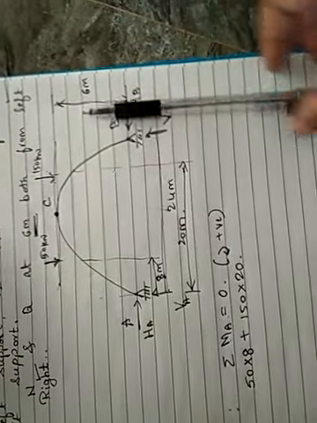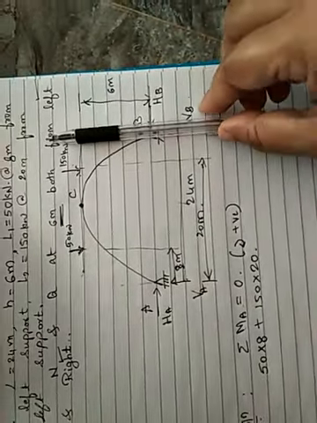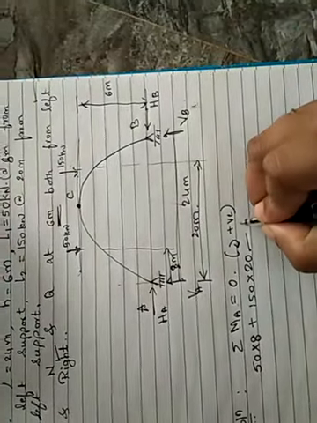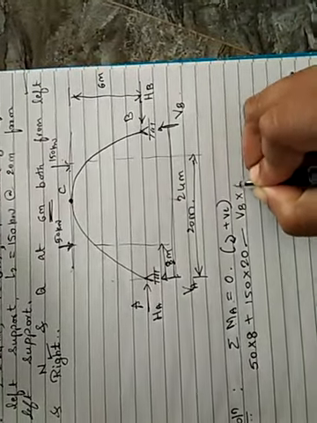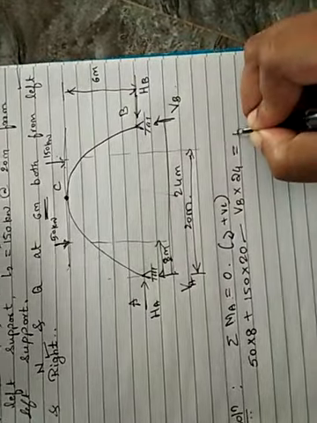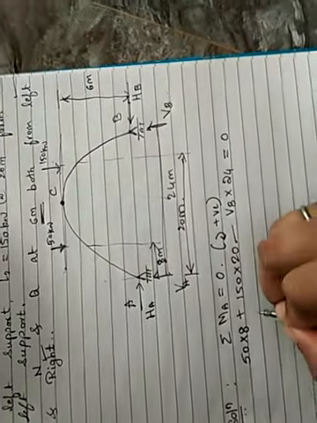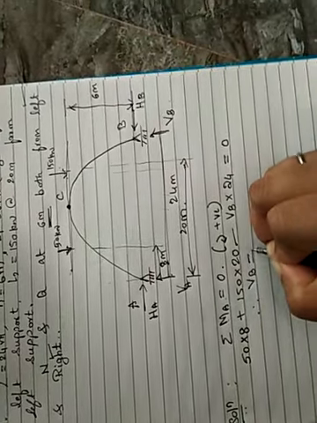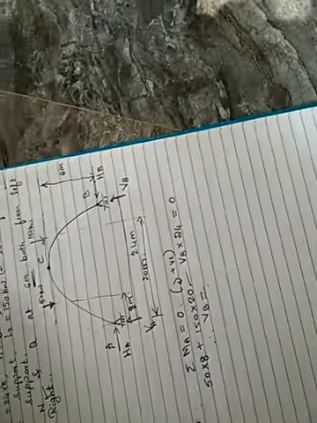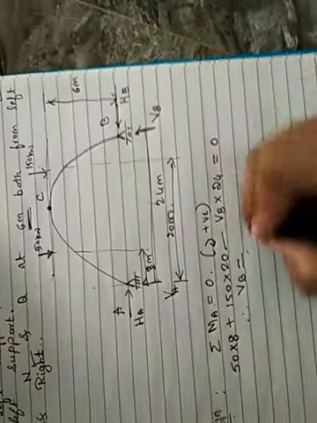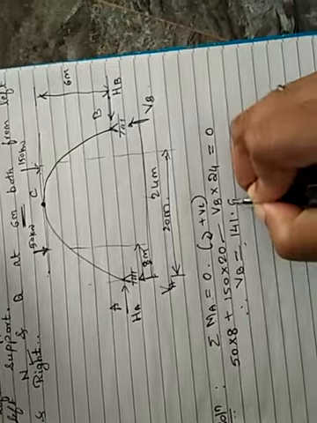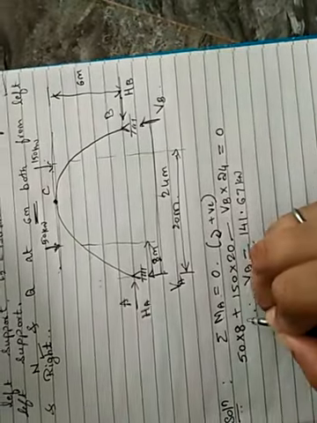One more is VB. VB is acting upward, which creates an anti-clockwise moment. So anti-clockwise is minus VB into the perpendicular distance, 24 meter, which is equal to 0. So from this we get the force VB. If you have a calculator with you, you can calculate. Presently, I will be writing the answer directly, which is equal to 1.474167 kilonewton.